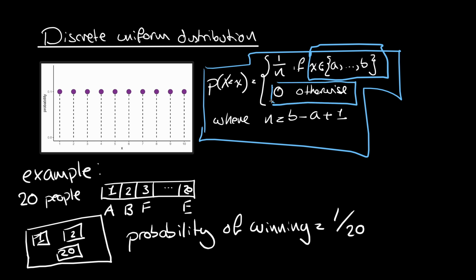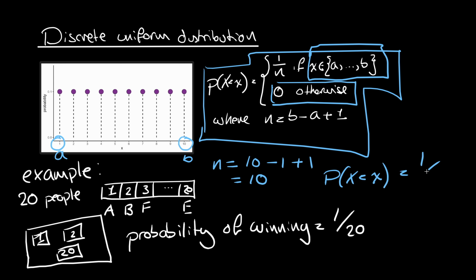On the left, I've plotted an example of the discrete uniform distribution. Here, starting at A equals 1, ending at B equals 10. So the total number of elements here is equal to 10 minus 1 plus 1, which equals 10, which means that the probability of any of the outcomes 1 to 10 is equal to 1 over 10. And that's shown on the y-axis here.